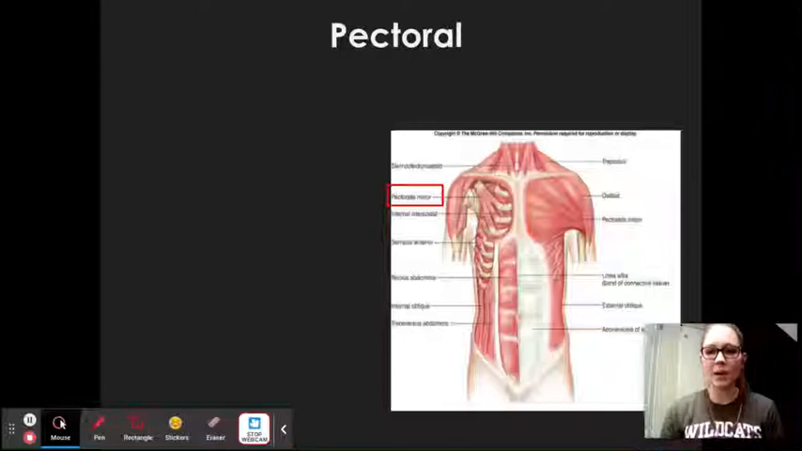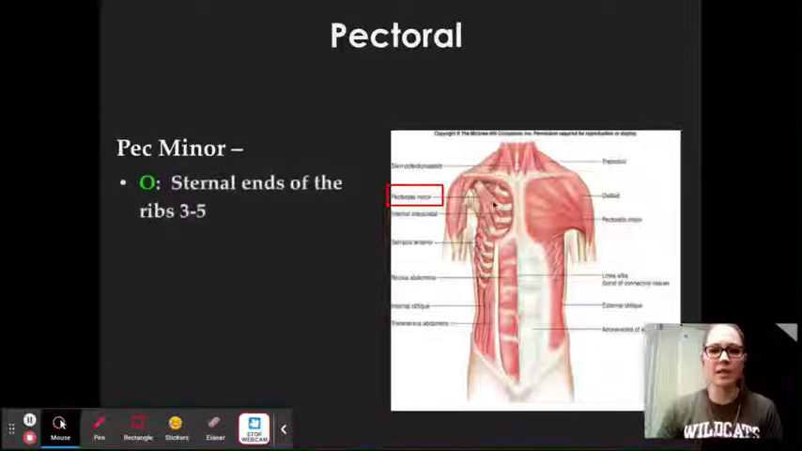The next pec muscle that we are going to want you to know is pec minor. So you guys can see it's this muscle right here. So it lies underneath pec major, as you can see. The origin of pec minor is the sternal end of ribs 3 through 5. So we can see it's originating from ribs 3, 4, and 5.